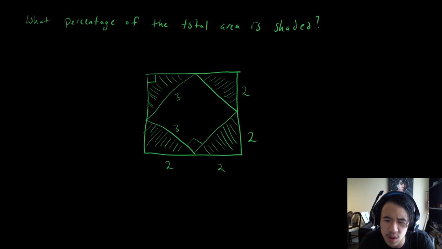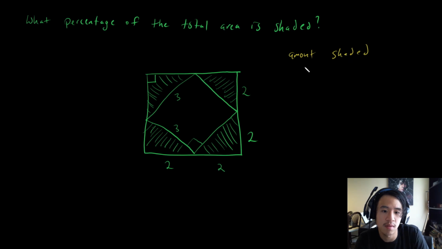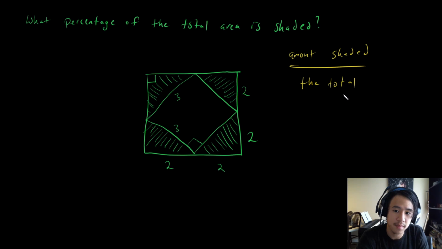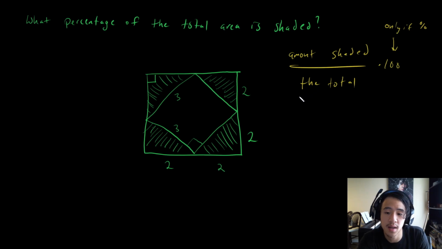All right, as you can see, we got a square inside of a square. So the total percentage of area that's shaded is just going to be the amount shaded divided by everything. Let's go ahead and write this down. The amount shaded versus the total. And once you get this, if you want to find the percentage, you're going to multiply by 100. And then that's all we got to do.